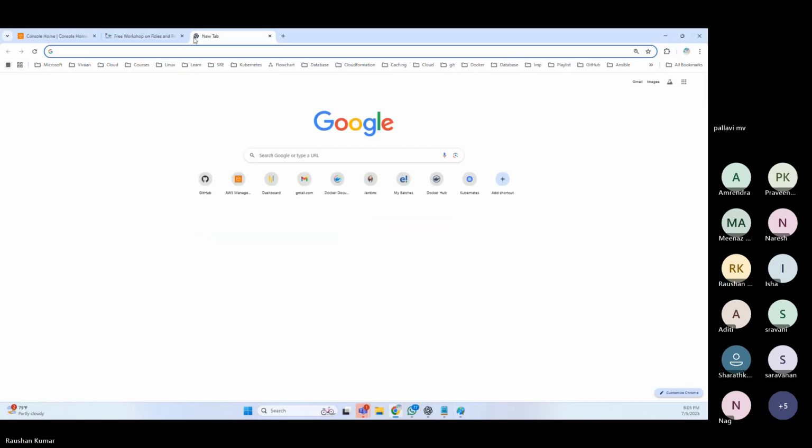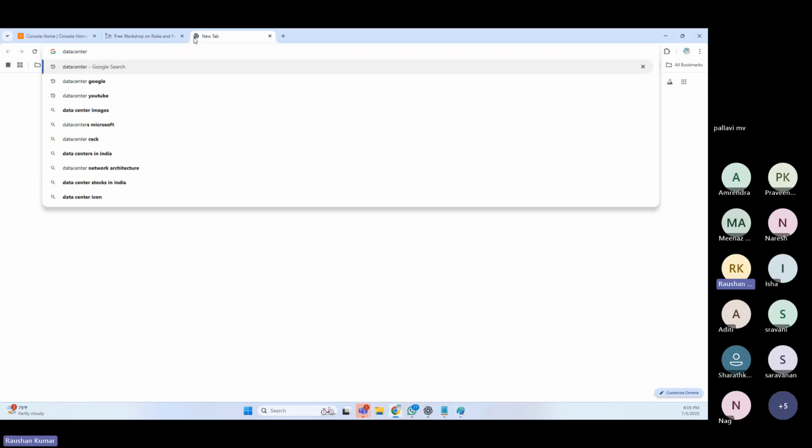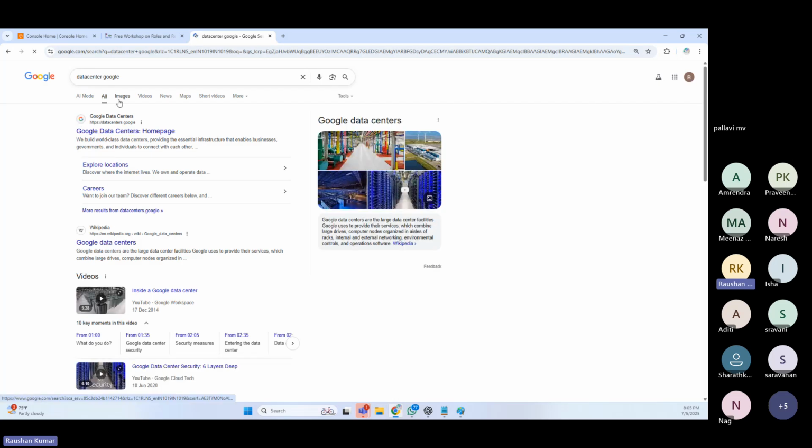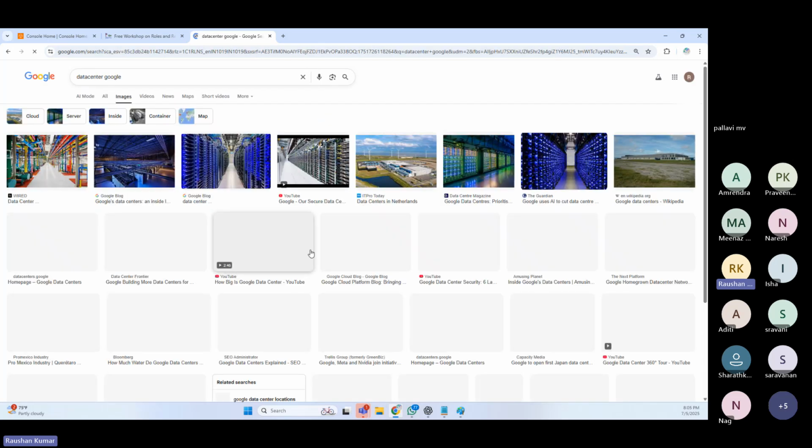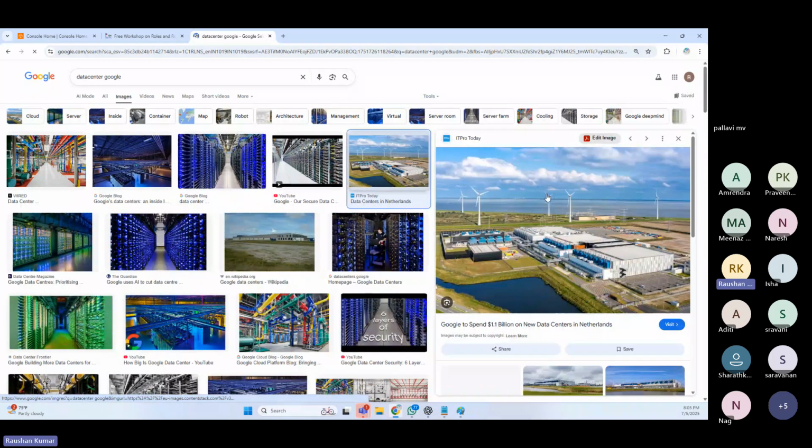So think like this. Let's say a Google data center. I'll just take this example. Let's say this is one of the Google data centers. So this is a data center. Multiple acres of land in the outskirts of a city, a big facility, and all the big rooms full of these kinds of servers. Very costly thing to do.